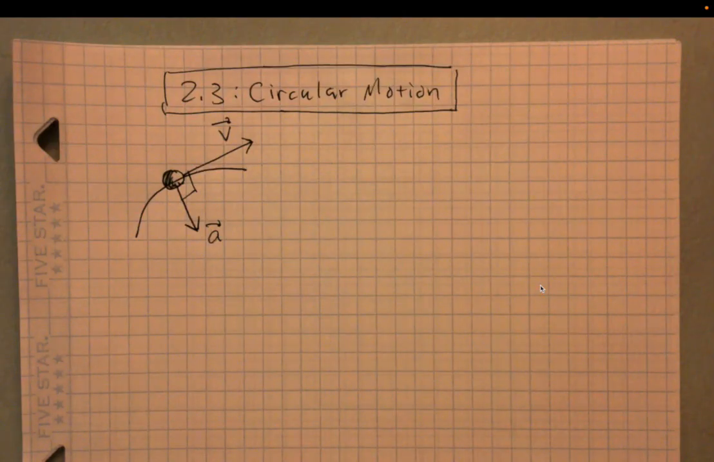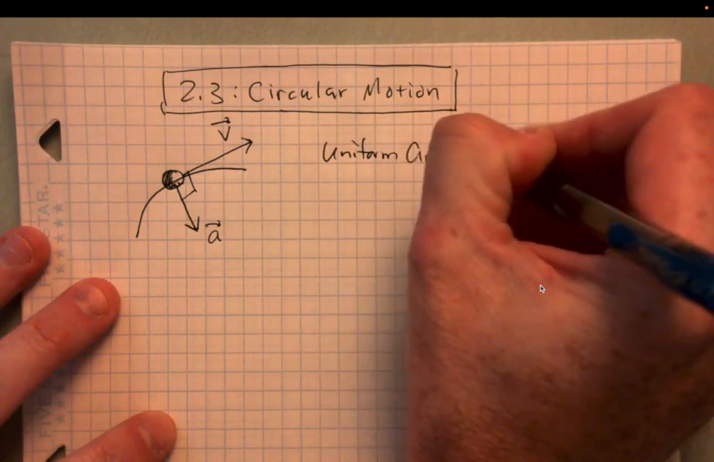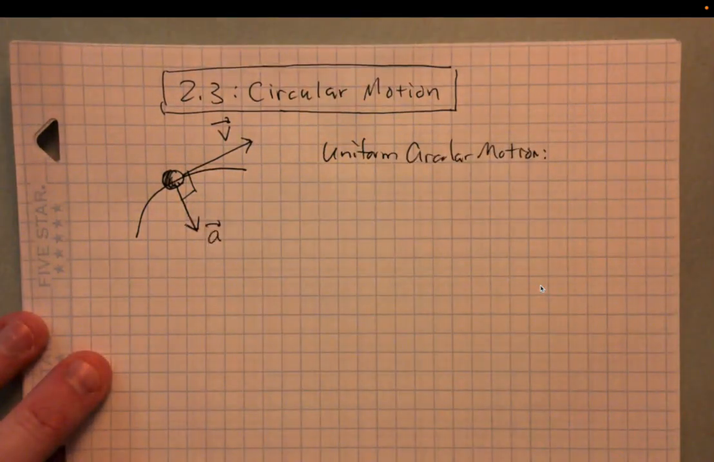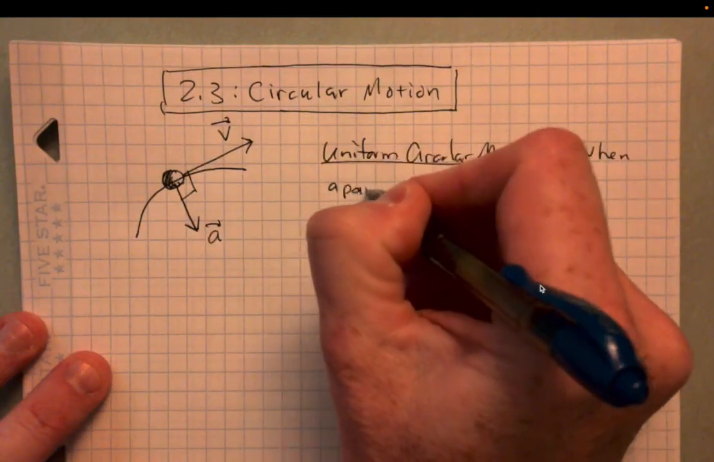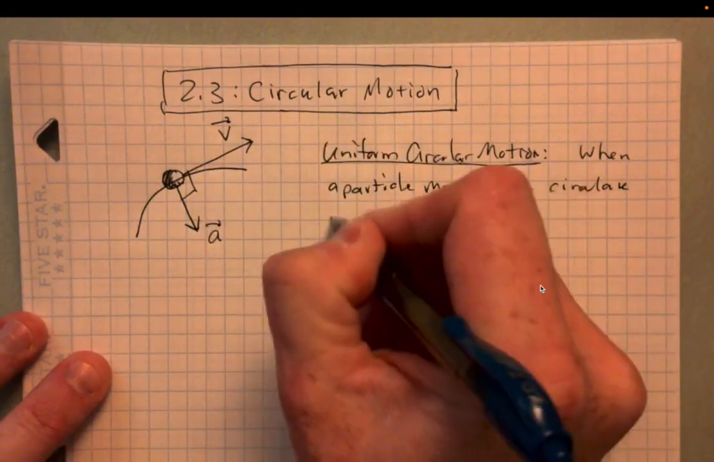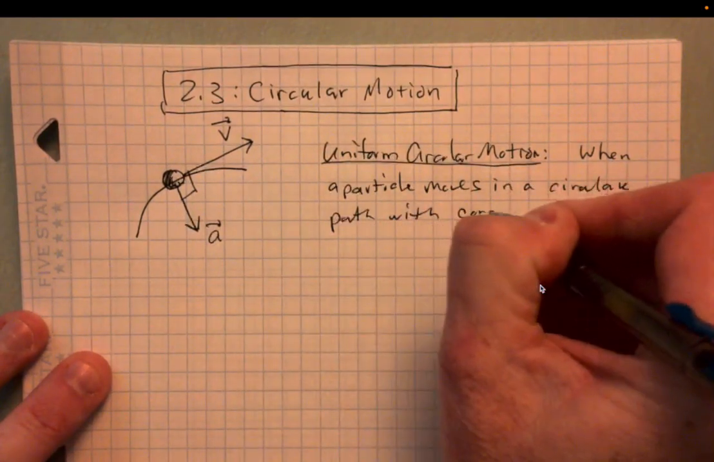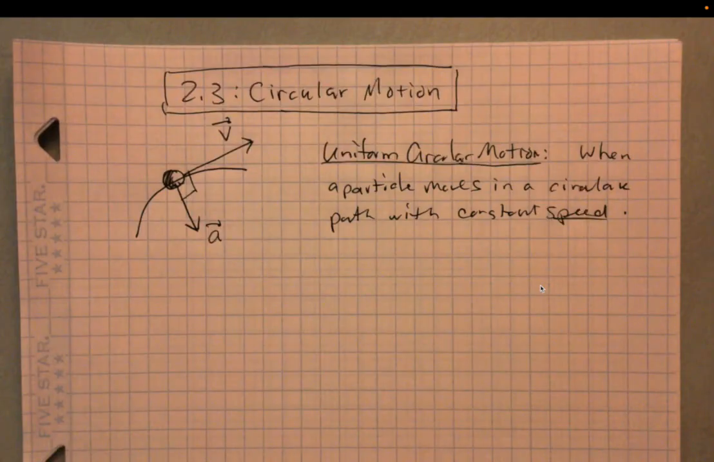Okay, so in this section, we're going to be specifically focused on this kind of scenario where the motion is circular. And we'll start out by looking at what we call uniform circular motion, which is circular motion where the particle has a constant speed. So uniform circular motion is when a particle moves in a circular path with constant speed. Now, speed being the key here, obviously the velocity can't be constant because the path is curved, so the velocity direction is always changing, but the speed, the magnitude of the velocity, is always the same.